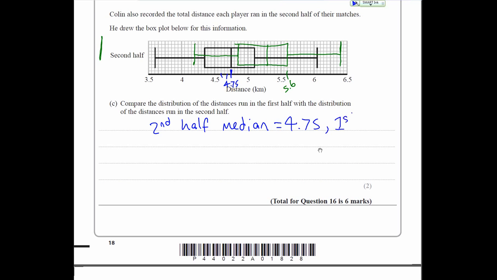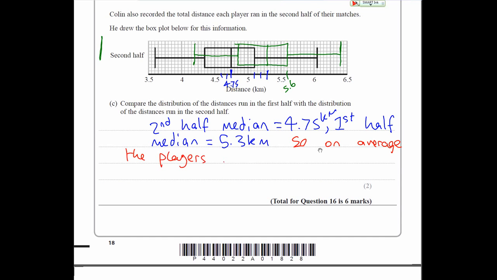First half, median equals the green one, 5.1, 5.2, 5.3. Okay, kilometers, remember. So the first thing that we can say, on average, using the median, is that the players ran more in the first half. So what we're basically saying is the first half median is higher.